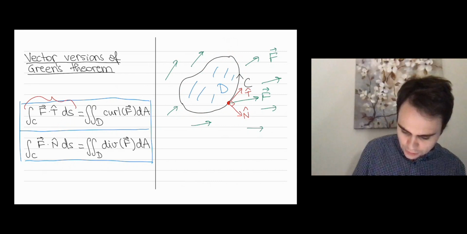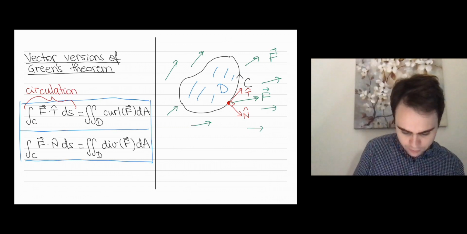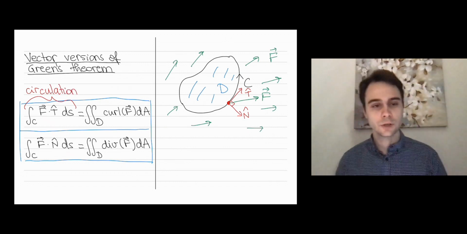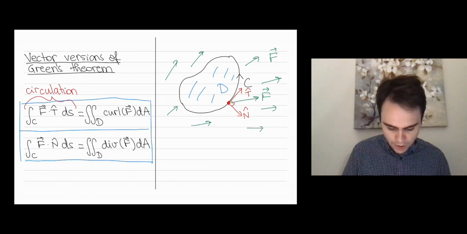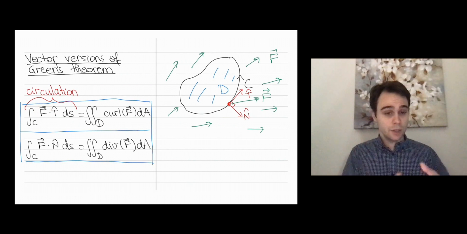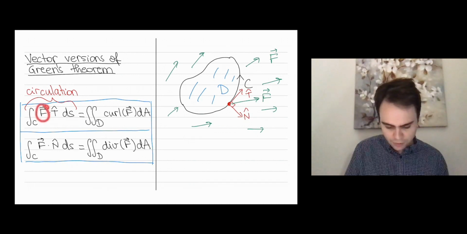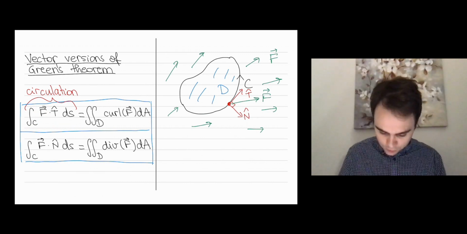So this is the circulation. This in fluid mechanics is called the circulation of the velocity field around this curve. And in math, we're just going to steal that terminology and say that if I have any vector field around a closed curve, then the integral of that vector field dotted with t times ds is called the circulation.